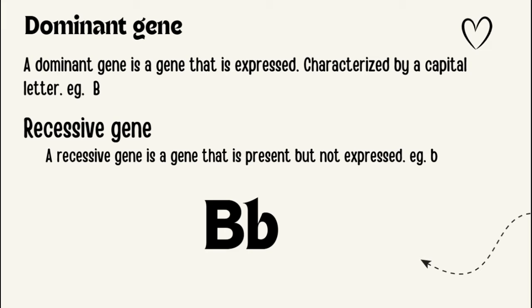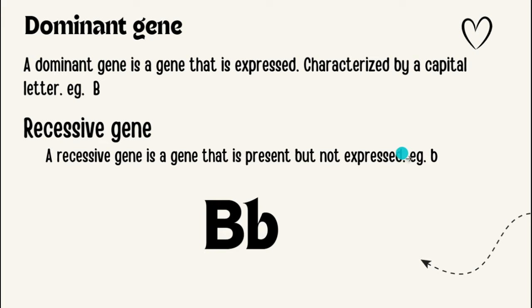We said that before. Now we have different types of genes. So basically we can have a dominant gene, and we can also have a recessive gene. So a dominant gene would be a gene that is expressed, meaning that it shows up, right? And then the recessive gene would be one that is present but not expressed, right? So we say that the dominant gene is represented by a capital letter. In this case, you're going to use capital B. And then the recessive gene is represented by a lowercase letter, and in this case we're going to use a lowercase b.